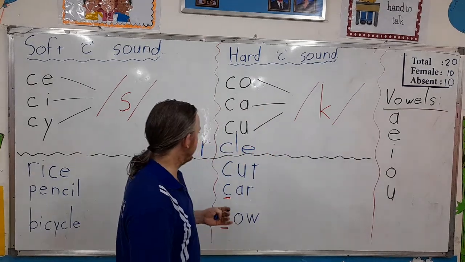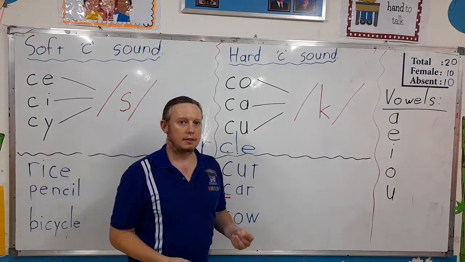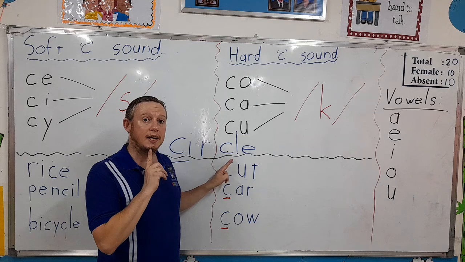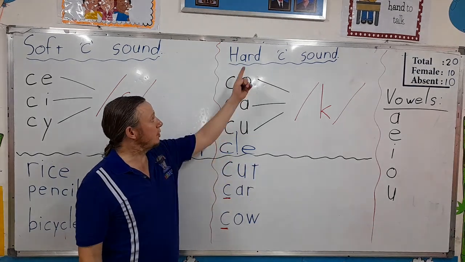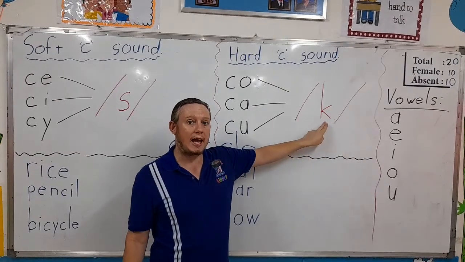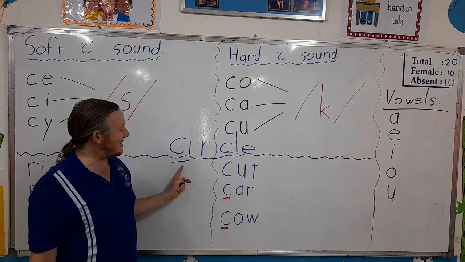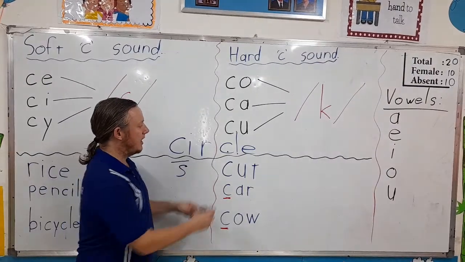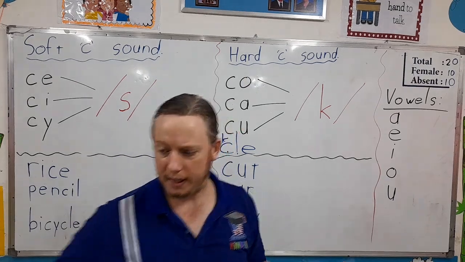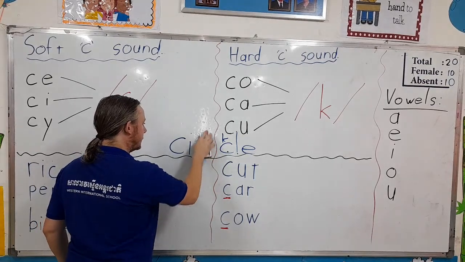Okay. And for example, over here we see the letters C-L together. Circle. That is what we call the hard C sound. And it sounds almost like the letter K. Alright? It's easy to hear. Circle. Okay, let me erase that quickly so we don't get too confused.